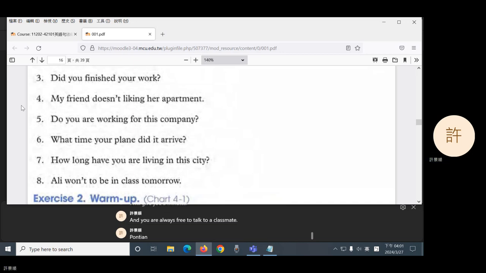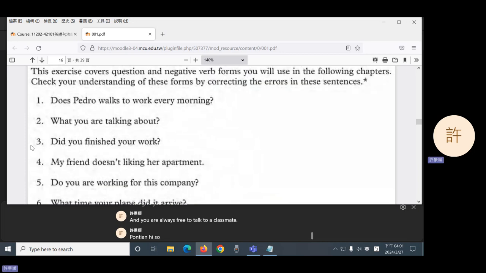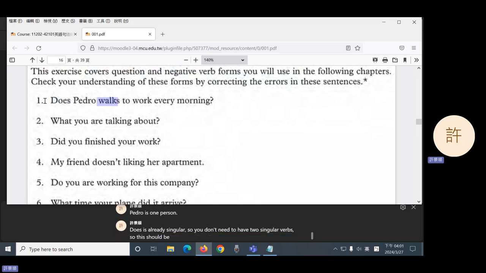Hong建涵. Hi. So, where is the mistake in number one? Walks. Yes, that is wrong. It should be walk. Pedro is one person. Does is already singular. So you don't need to have two singular verbs. So this should be walk.